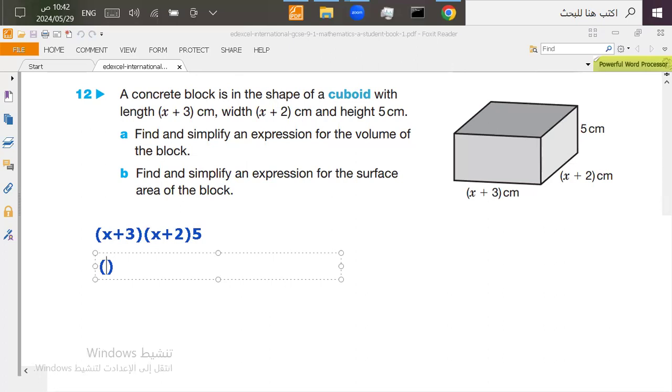So it's going to be like this, x plus 3, and then we multiply the 5 here, so it's going to be 5x plus 2 times 5 is going to be 10, and then we close the bracket like this. And then we do the expanding part of these two brackets.